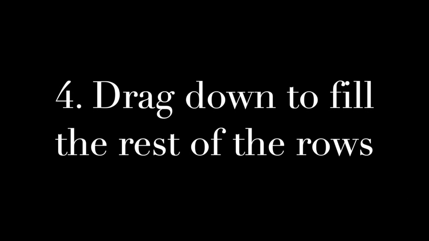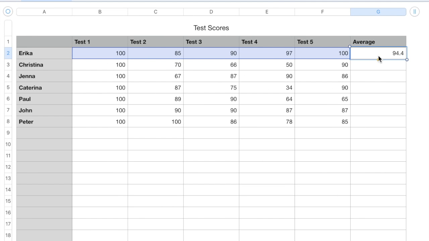Last, you will drag down to fill the rest of the rows. Highlight the cell and drag it all the way down.